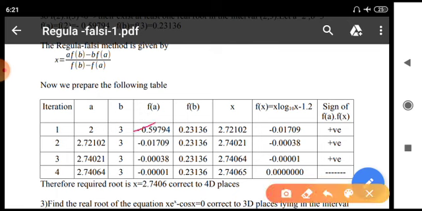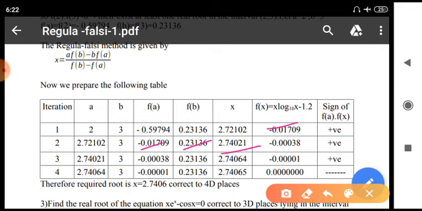This is very easy. f of a is negative, f of x is negative, so the product is positive, and we know that if the product is positive, we have to put this x value under the column A. Under the column B, we will write b as it is. f of a is already calculated in previous step, that is f of 2.72102 is equal to -0.01709. f of b is already same. Again, if we calculate x, we get x as equal to 2.74021.